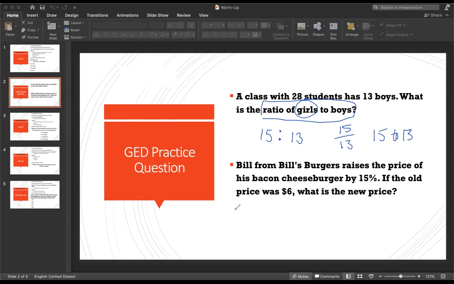So this question is a rate question. Rates use percents. When we are using a percent, we take the percentage and turn it into a decimal by moving 2 places to the left. We're going to multiply 6 by 0.15 to get 90 cents. That is the amount that is increasing. So the new price means I have to take the old price and add the increase. That means I'm going to get $6.90. Very good.